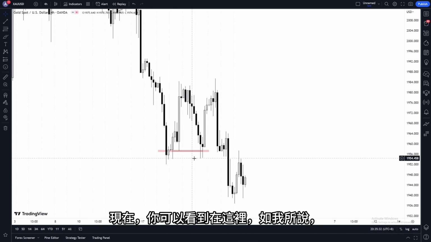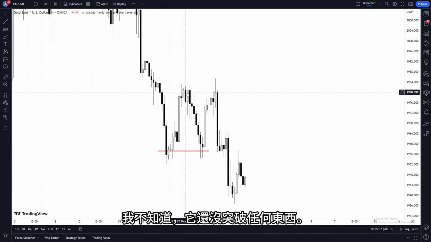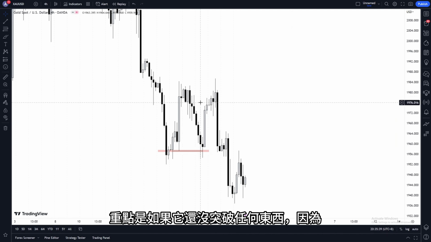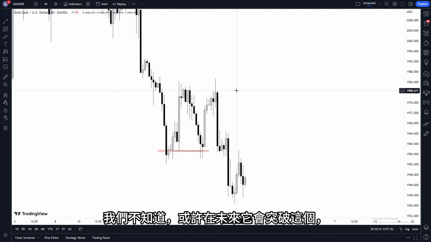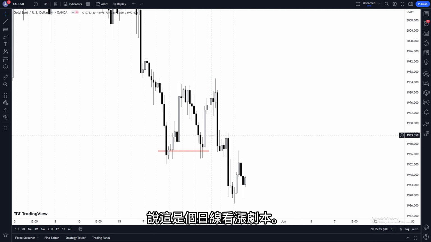Okay? Now, as you can see over here, as I said, daily reject daily. H4 does not break anything, and it hasn't broken anything. The point is that maybe in the future it breaks this, right? But the fact that it hasn't broken anything, we can't say it's a daily bullish storyline.